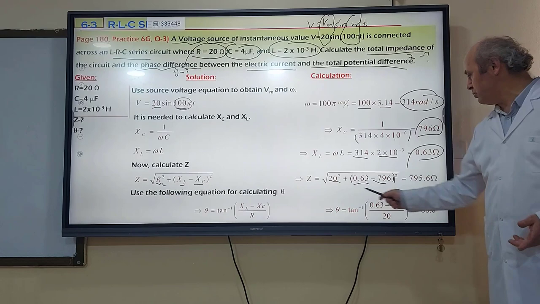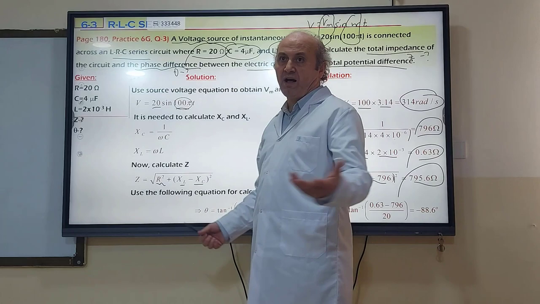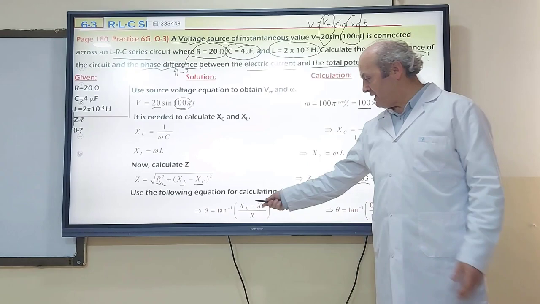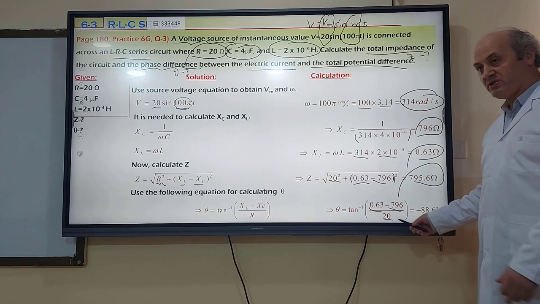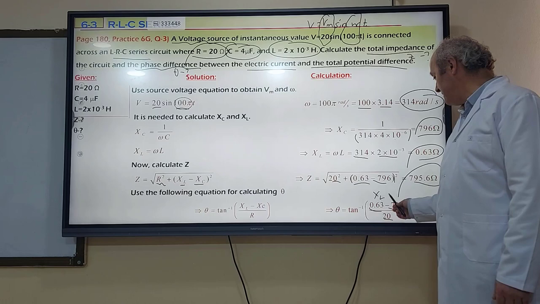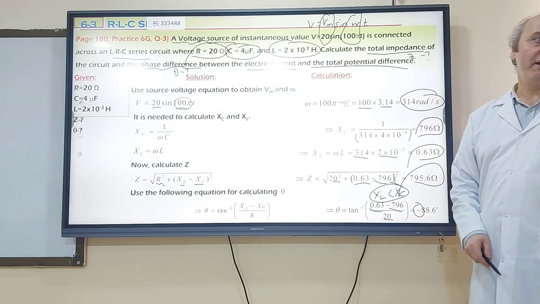The result is going to be this number. And what about the phase angle difference? We can calculate it in two ways. One can be with potential differences, but here we don't have potential difference, all are oppositions. So tan phi equals XL minus XC divided by R. XL is this number, XC is that number, divided by 20, which is R. The result is negative, as you see. So if XL is less than XC, in this case the phase angle difference is going to be negative.